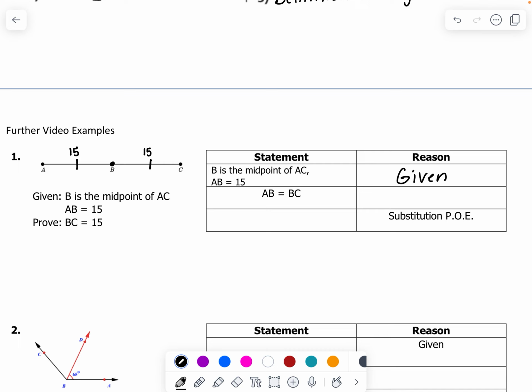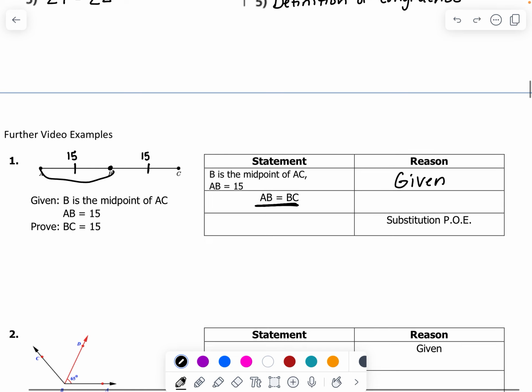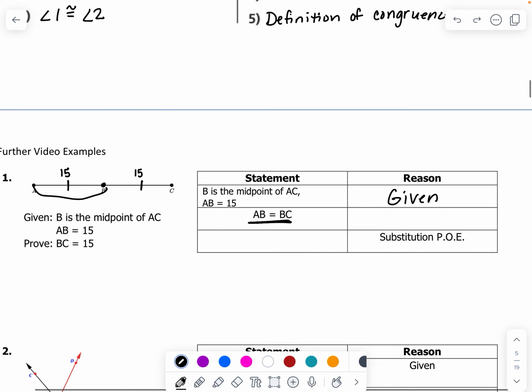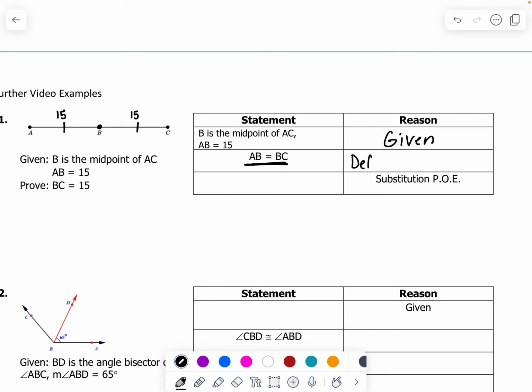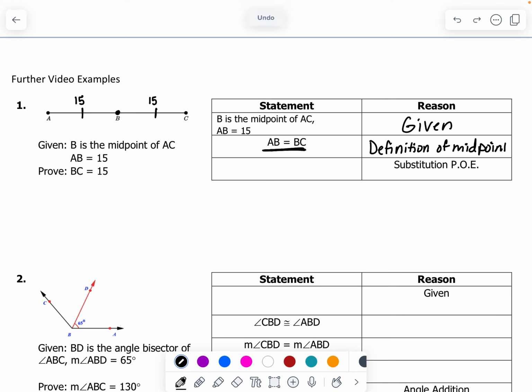How do we know that AB is equal to BC? Why did we know that? What told us that AB was equal to BC? What in here? It was that word right there. That word midpoint. I'm trying to erase that. There we go. Midpoint. And whenever we have a word that tells us, then we need to use definition of midpoint. And finally, statement.